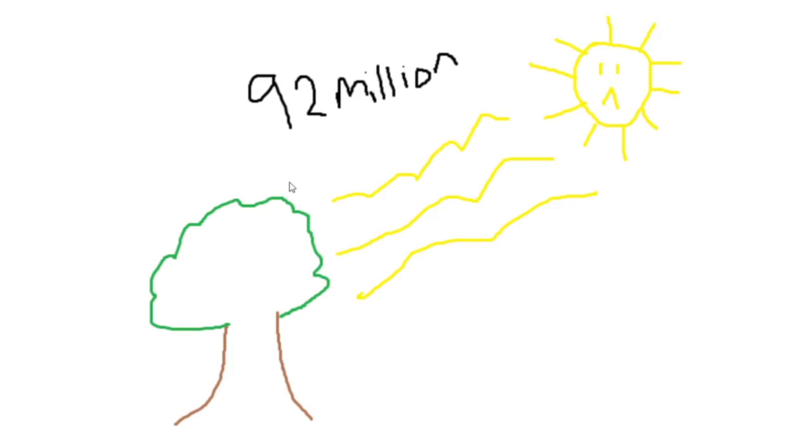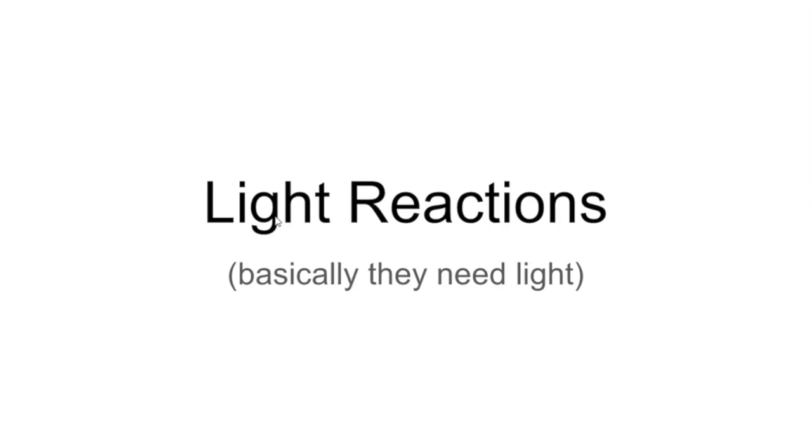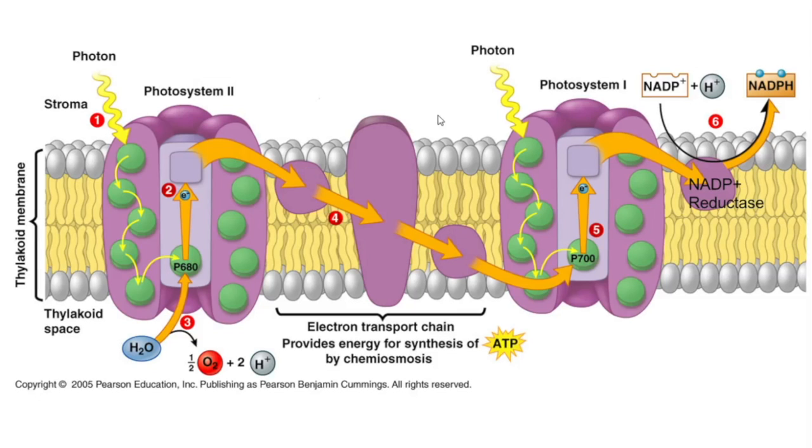Anyway, so it travels all the way to here, and here's the light reactions. Basically, photosynthesis is in two different steps: the light reactions and the Calvin cycle. We'll be starting with the light reactions. Basically, it needs light. Wow. So here's my artistic drawing because I cannot draw.